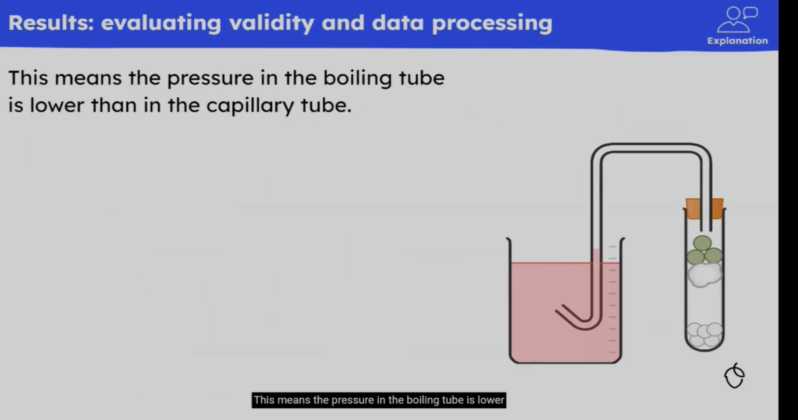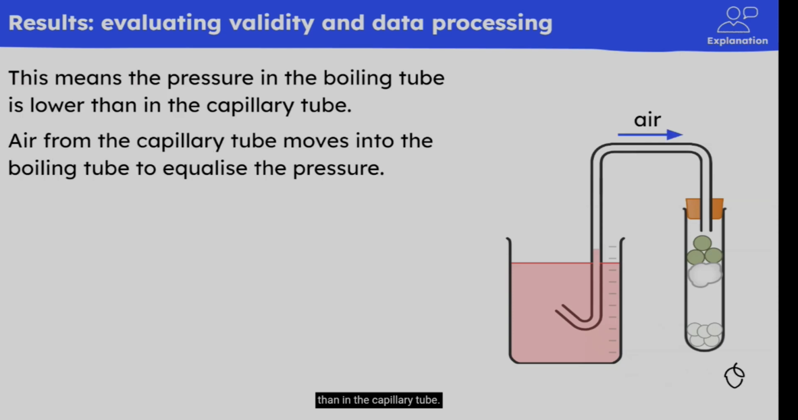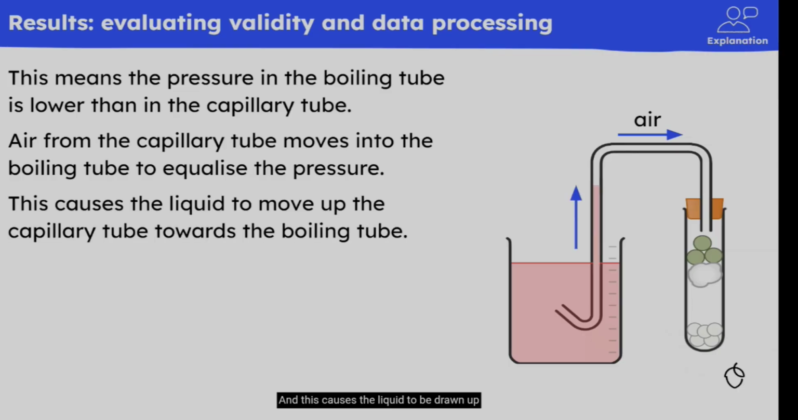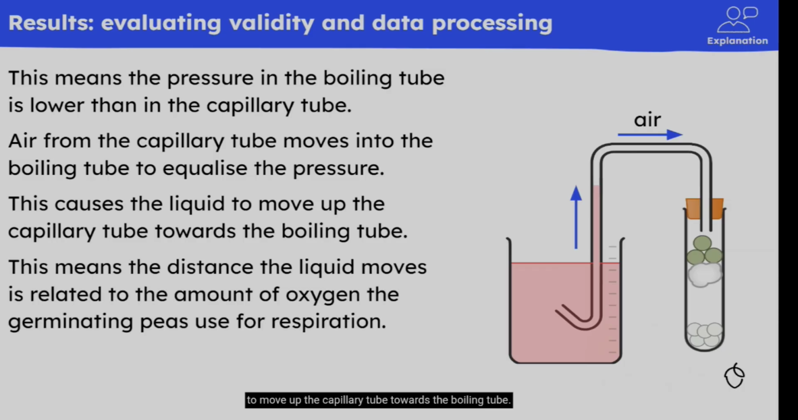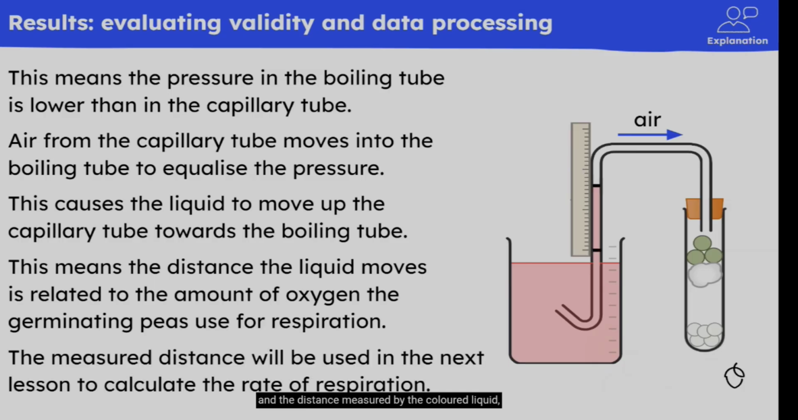This means the pressure in the boiling tube is lower than in the capillary tube. Air from the capillary tube moves into the boiling tube to equalize the pressure, and this causes the liquid to be drawn up the capillary tube towards the boiling tube. This means the distance the liquid moves is related to the amount of oxygen that the germinating peas use for respiration. And the distance measured by the coloured liquid, how far the coloured liquid moves, we're going to use that in our next lesson to calculate the rate of respiration.